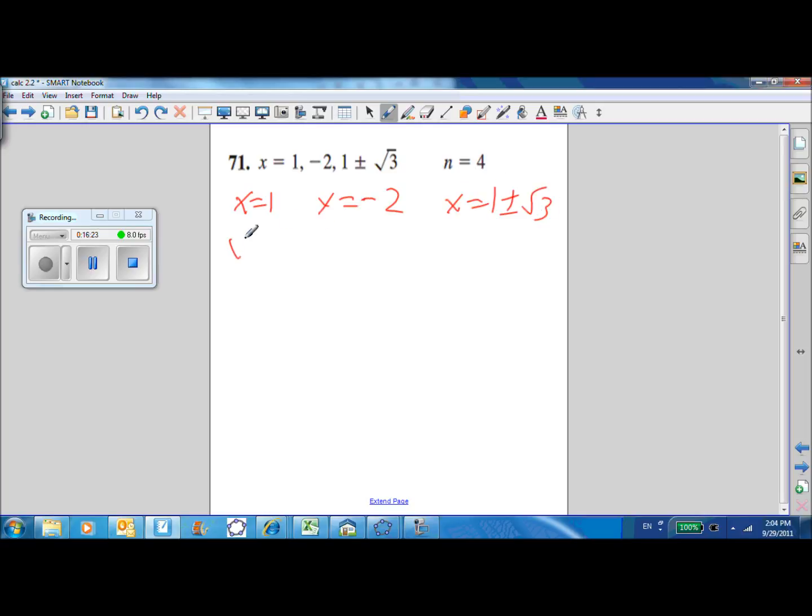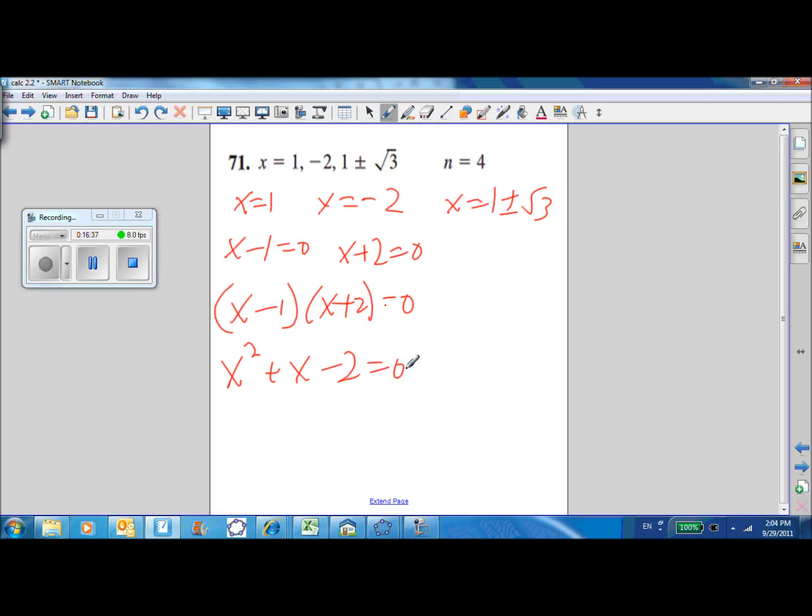Let's first just work on these two. x minus 1 equals 0, x plus 2 equals 0. If that was the whole question, we just multiply these two together, and we get x squared plus x minus 2 equals 0. That would be a second degree equation, a quadratic equation that has these two as roots. Now I've got to deal with this too. When you get this plus or minus, I want to show you a little trick a student showed me. Isolate the plus or minus idea, and then square both sides. It takes care of those two, so it's a much cleaner way to deal with these.